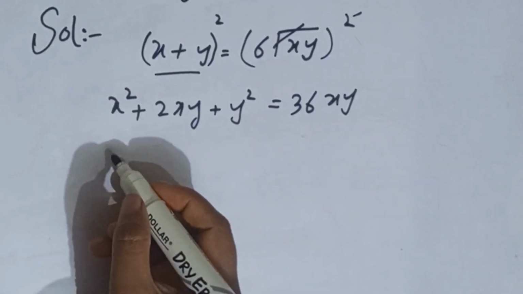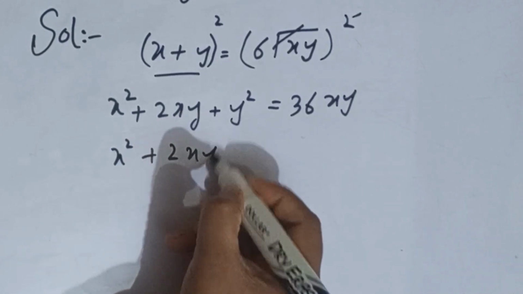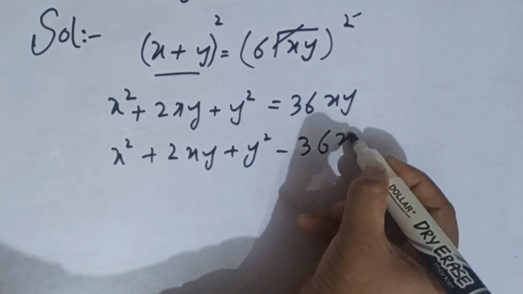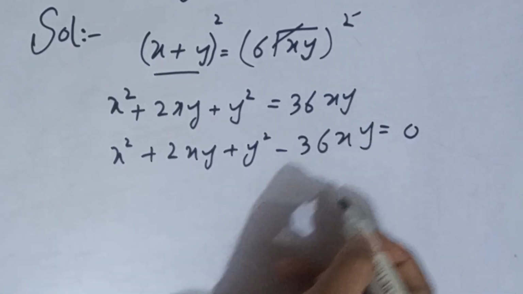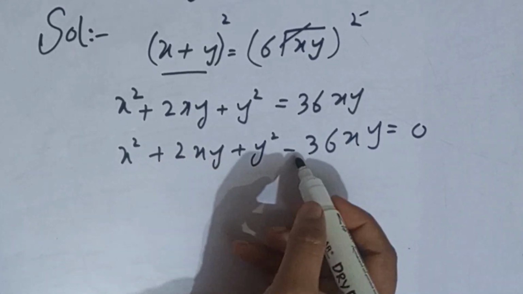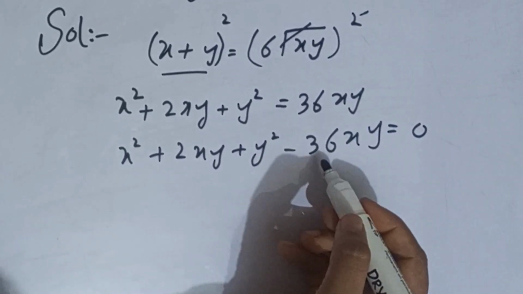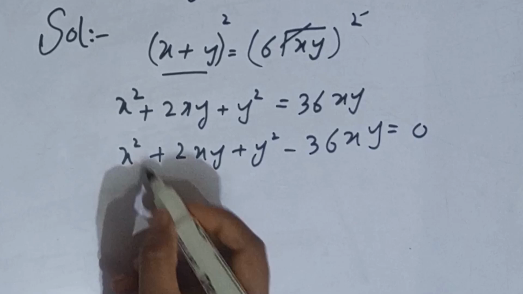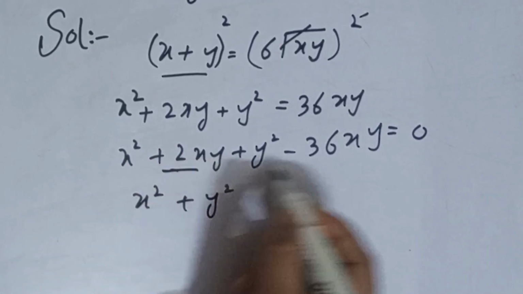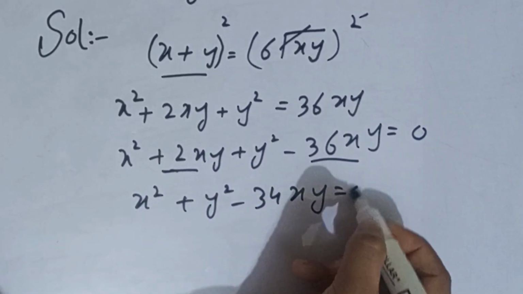In the next step, we subtract 36xy on both sides of this equation. So we have x square plus 2xy plus y square minus 36xy, and the right hand side is just 0. Now 2xy minus 36xy gives minus 34xy. So we have x square plus y square minus 34xy equal to 0.